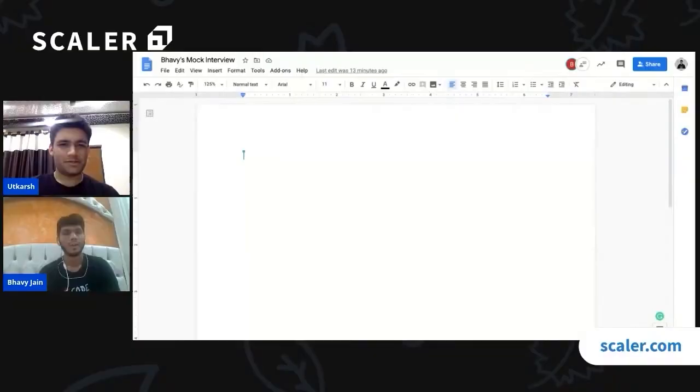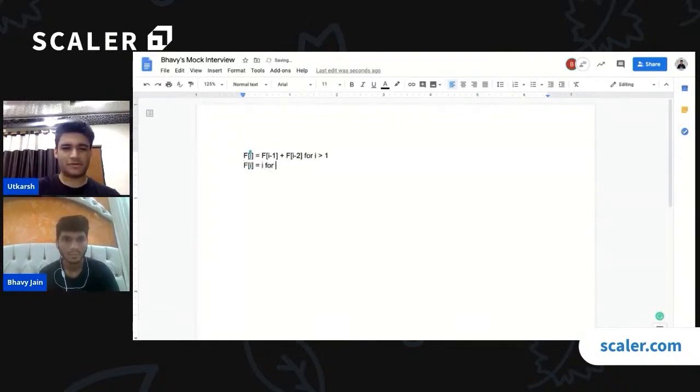Alright, so you might have heard of Fibonacci numbers, right? Yeah. Fibonacci numbers go like this: F of I equal to F of I minus 1 plus F of I minus 2 for I greater than 1, and F of I is equal to I for 0 and 1. So let's modify it a little bit. Currently, let's say F of 0 is equal to some random number A. We will give this in the input. And F of 1 is equal to some random number B. We will also give this in input.